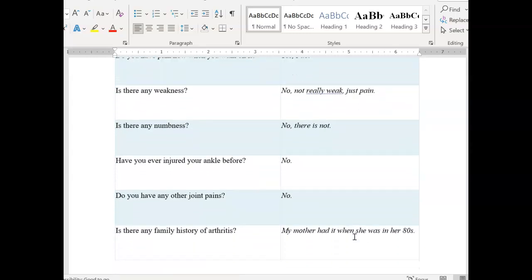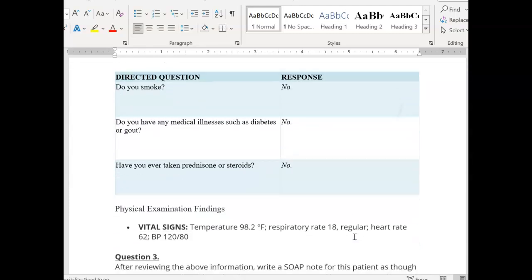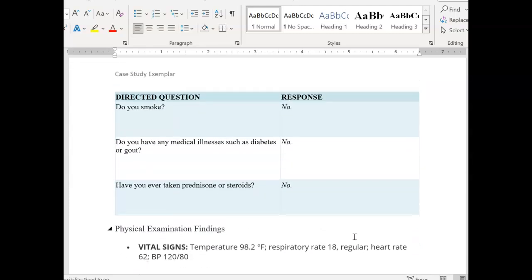Okay, so you guys read through this. This is your example. Like, if you went in and you asked these questions, these are the responses you had. And then you get the physical exam, okay? So you're going to do that. I'm going to provide you the vital signs. So the nurse has already got those for you. So you know this was this female runner with ankle pain. These are her vital signs.